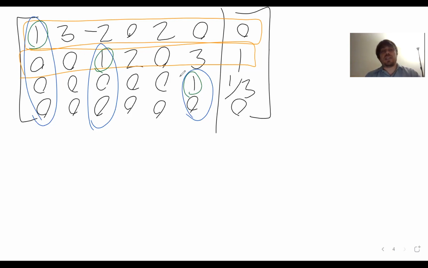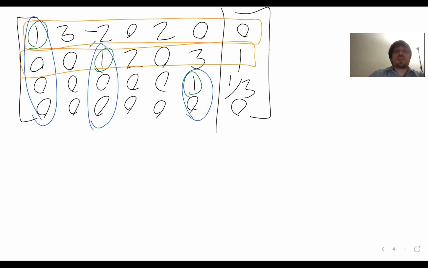Well, this matrix is now in row echelon form. Every non-zero row has a leading 1: non-zero row, leading 1; non-zero row, leading 1; non-zero row, leading 1. That's a 0 row, doesn't matter. All the 0 rows are grouped at the bottom. This is a 0 row and it's grouped at the bottom. There are no other 0 rows.